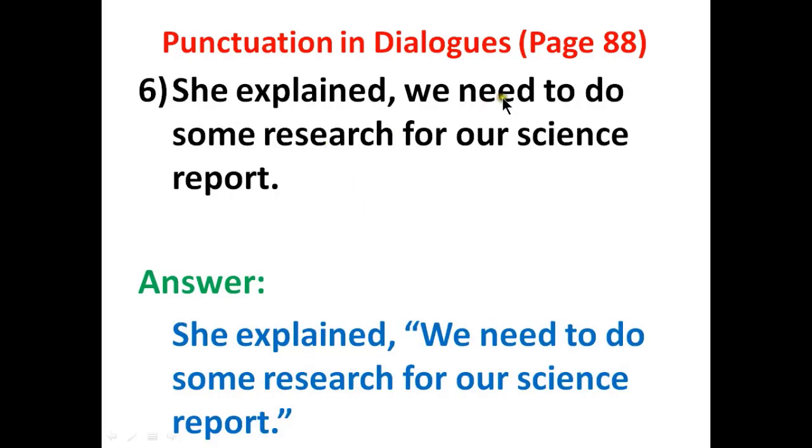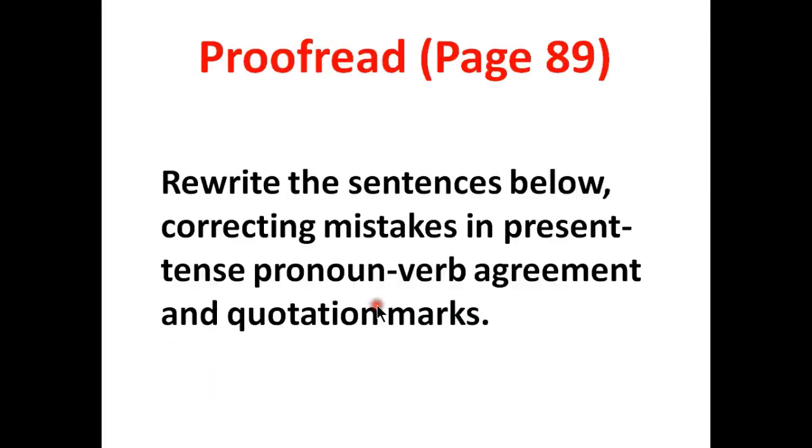And the last one on page 88: She explained, "We need to do some research for our science report." You will start the word We with a capital W, and also you will finish the whole quotation, starting from We and ending with report, with quotation marks. That's how you will complete the answer for question number 6 on page 88. She explained, "We need to do some research for our science report."